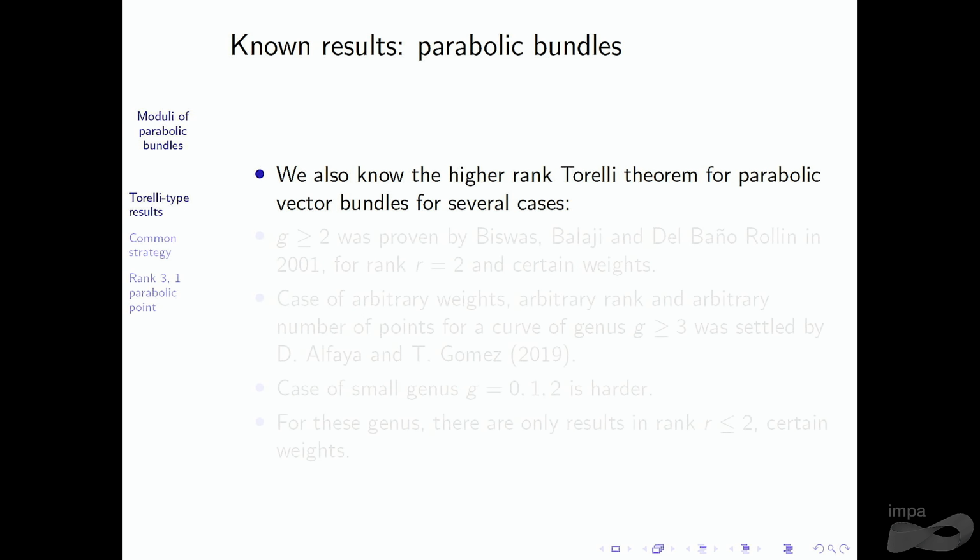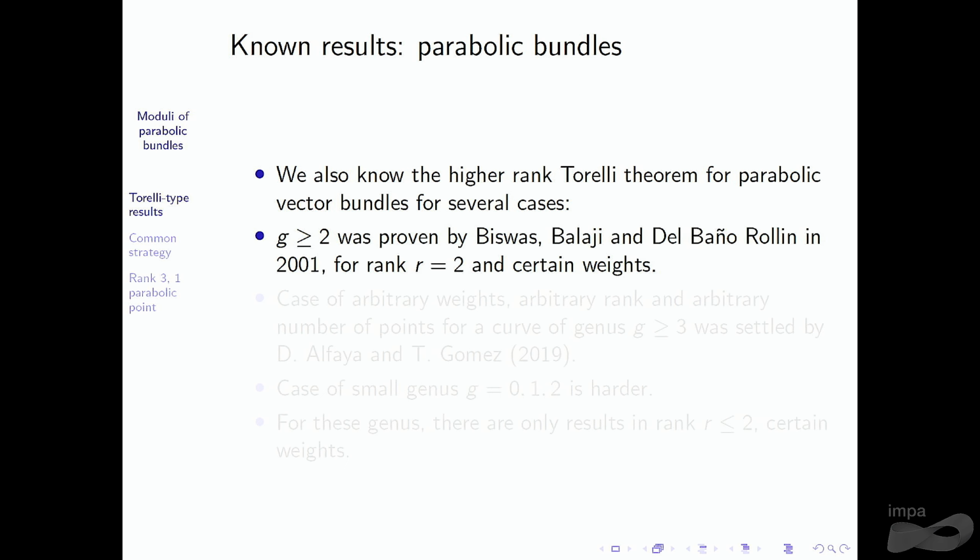Because as the title of my talk suggested, or maybe the abstract suggested, I'm more interested in parabolic bundles right now. So for the moduli space of parabolic bundles, we have higher rank Torelli. For genus g greater than or equal to 2, this was proven by Biswas, Balaji, and Delbaño Rollin in 2001, but only for rank 2 and certain weights. So in the case of the moduli space of parabolic bundles, you don't just have the bundles, but you also have these weights in order to give the stability. So you also have to ask the question whether this is possible for all weights. And their results showed that it was true for certain weights.